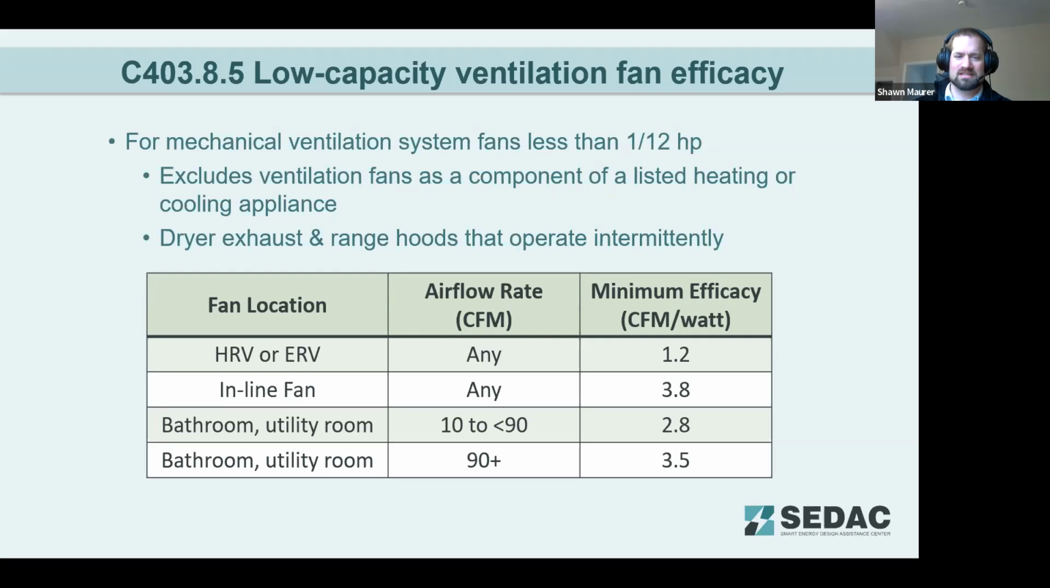But the table has also been slightly adjusted where they've grouped together bathroom utility fans into two categories here. That was a general use category as a single row in the 2018 IECC. So they've made some slight adjustments to this table as far as looking up types of fan systems for these low capacity ventilation systems.